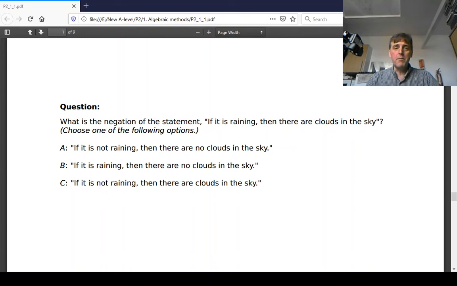Here's another situation which people often get confused about. Have a think about the one that's on the screen now. Pause the video and restart when you think you've got your answer.